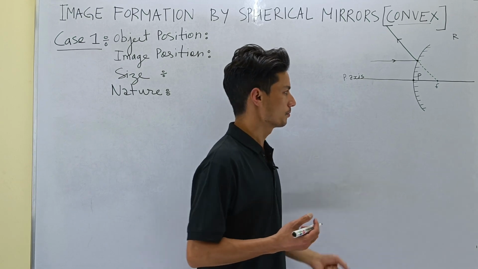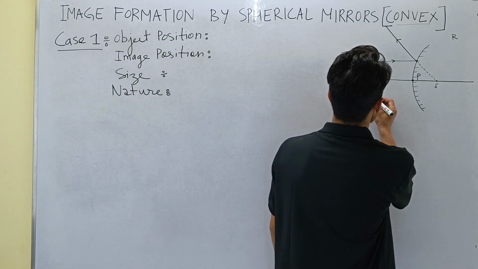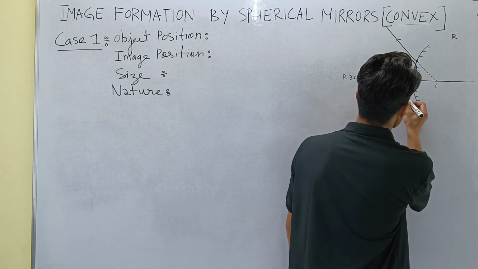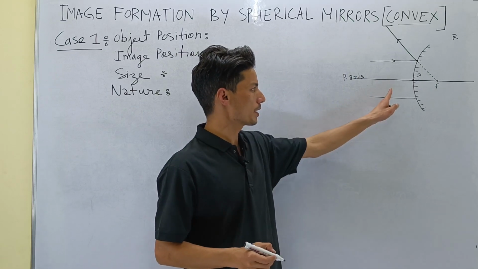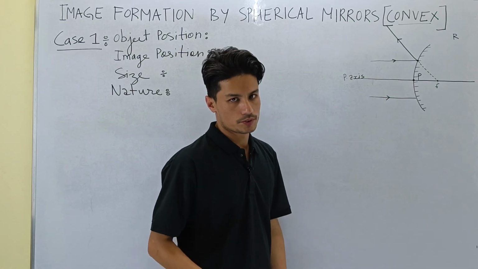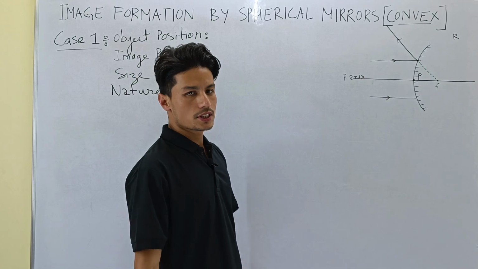Okay, I know you'll master it. Okay, you will. So next one, ray number 2, same thing. Ray number 2 also is traveling parallel. Now before I forget, we forgot to discuss where the object is.